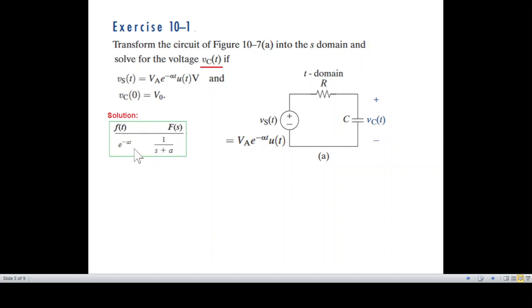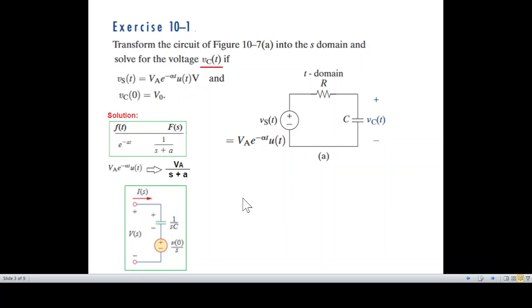This transform we'll be using because our signal has e^(-at). So for e^(-at), we'll write 1 over S plus A. So VA e^(-at) u(t) will become VA over S plus A in S domain. And as I just mentioned, this is more like a series circuit, so we'll use the series equivalent of the S-domain capacitor.